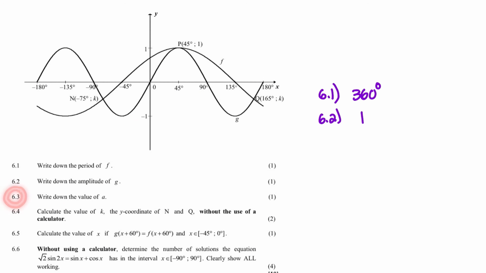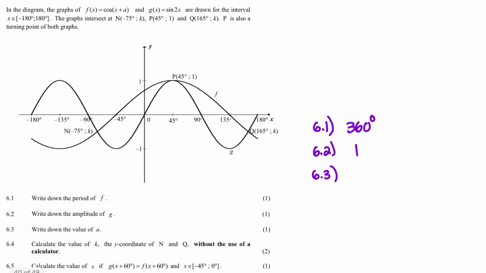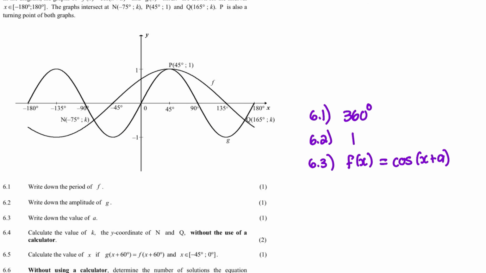6.3. Write down the value of a. So for 6.3, we actually need to find the shift to the left or to the right of f(x). So here we have the graph of f, and it moves through the turning point of P at 45 degrees. Now the graph of f is a cosine graph, and cosine is supposed to start at 1 and then move to 90 degrees. But its maximum is at 45 degrees, and it's moving through 135 degrees. So can you see we shifted it to the right by 45 degrees.